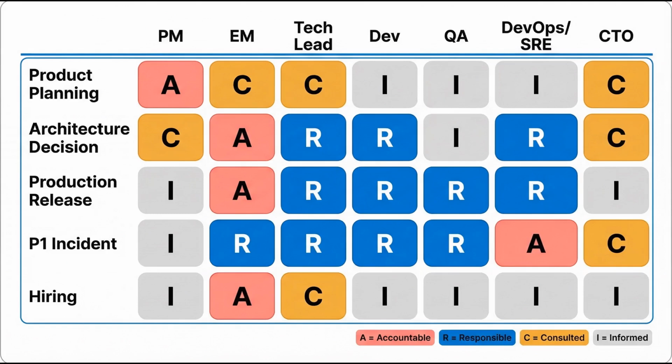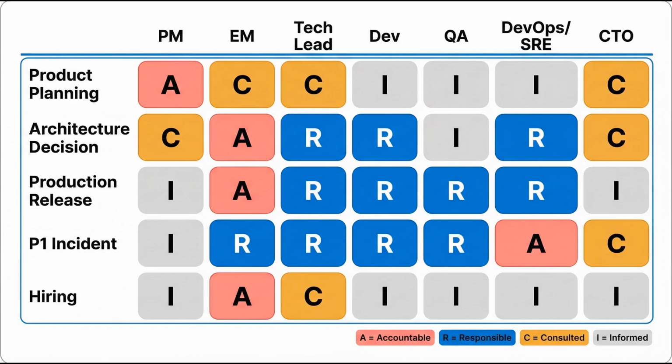Typical escalation path. On-call engineer within 5 minutes. Secondary on-call within 10 minutes. EM within 15 minutes. VP engineering within 30 minutes. Blameless postmortem within 48 hours.